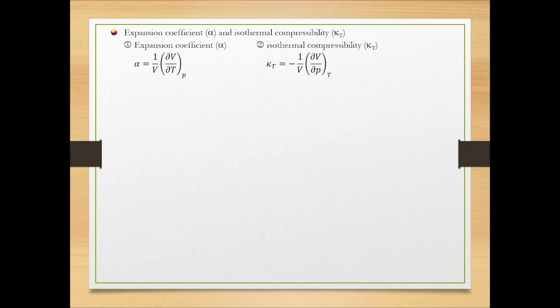Isothermal compressibility is defined as the fractional change in volume with respect to the change in pressure, while the temperature remains constant. It is denoted by kappa T and mathematically expressed as negative 1 over V times the first partial derivative of V with respect to P at constant T. The negative sign is used here simply to make the isothermal compressibility value positive, because an increase of pressure, implying a positive dP, brings about a reduction of volume, a negative dV.